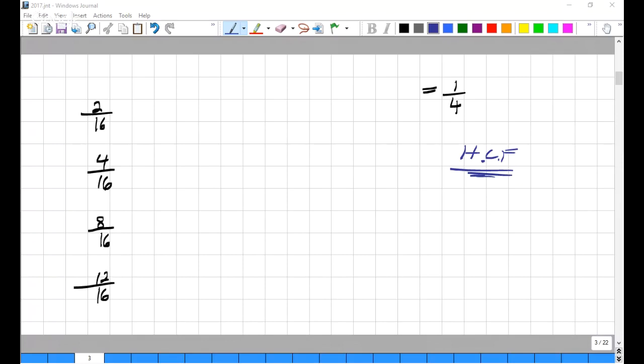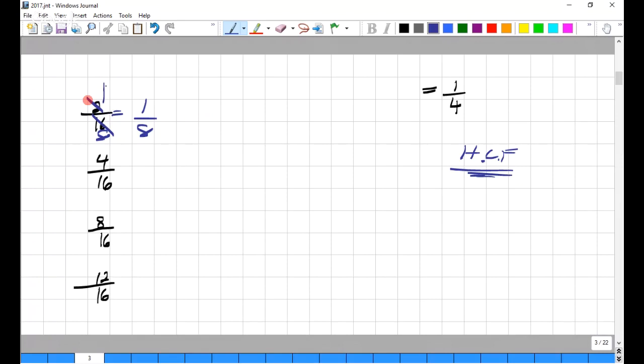Okay. So we need to find the highest common factor of both the numerator and the denominator. What's the highest common factor here of 2 and 16? It would be 2. So 2 could go into 2 one time and 2 could go into 16, 8. So this could be reduced to what?